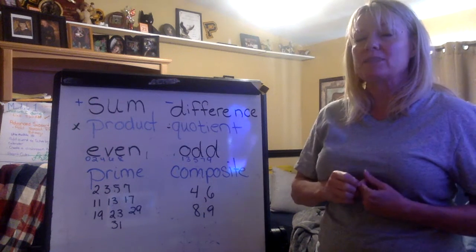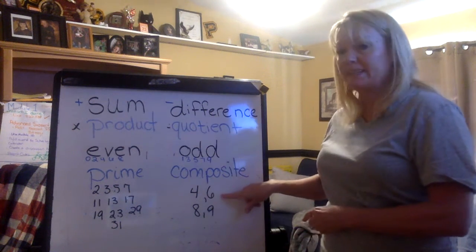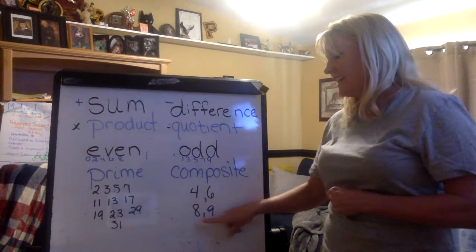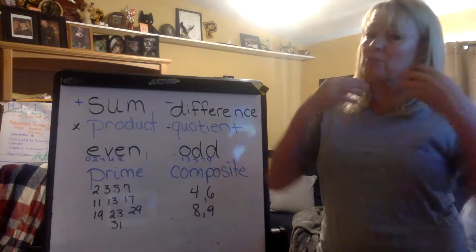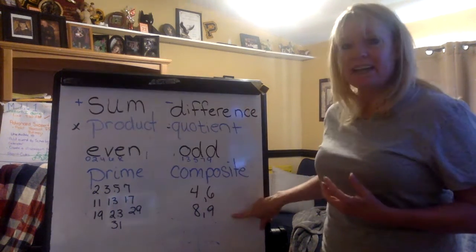Then I'm going to say these words. Sound off. You're going to say 4, 6. Then I'm going to say sound off. You're going to say 8, 9. Then I'm going to say break it all down, and you're going to say 4, 6, 8, 9.